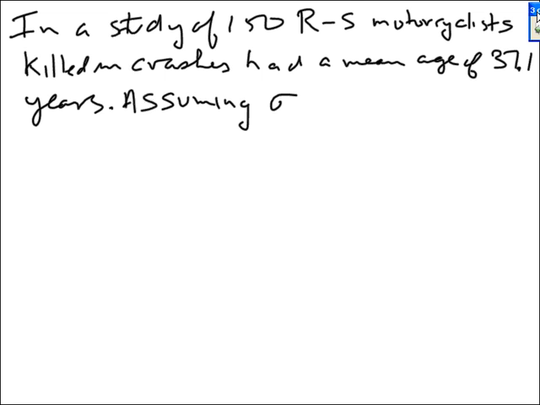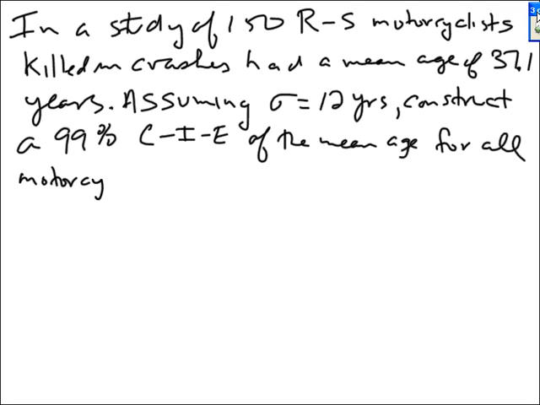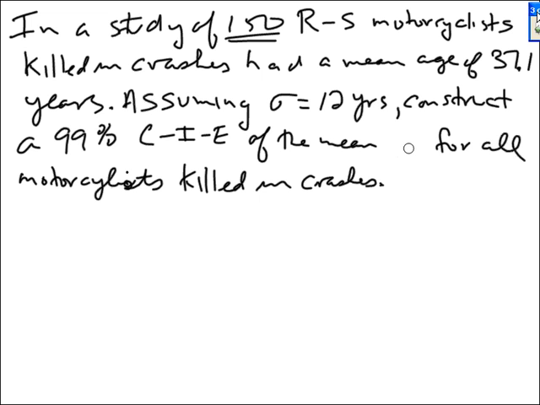And assuming sigma is 12 years, we want to construct a 99% confidence interval estimate of the mean age for all motorcyclists killed in crashes. So basically, using this study with a sample of 150, you want to make an estimate for the mean age for all motorcyclists who unfortunately get killed in a crash.